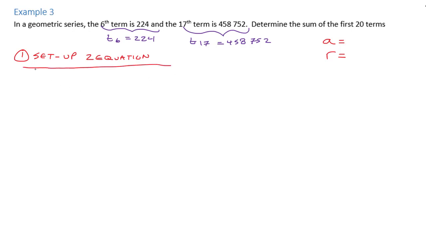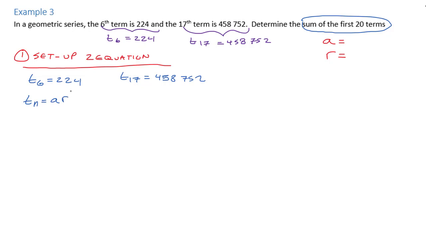So here we go. We have T6, like we said, is 224. We have T17 is 458,752. All right, this is where we need our general term. This is where people get lost because they try to use the sum formula because they see sum here, right? And I get where you'd fall for that. But we don't want the sum because we need to solve for A and we need to solve for R, so we want to use the general term. So the general term is Tn equals AR^(n-1).